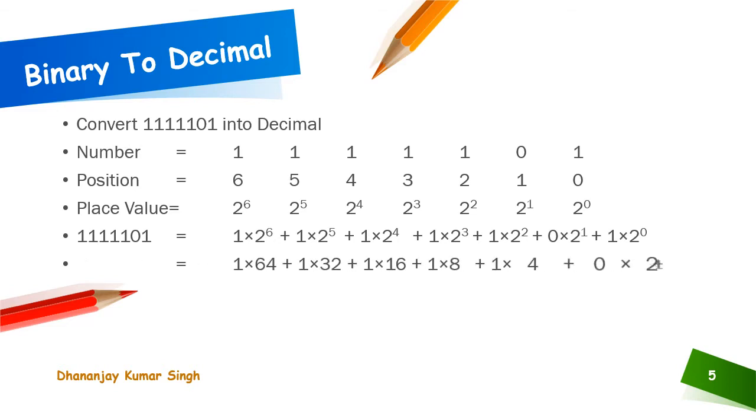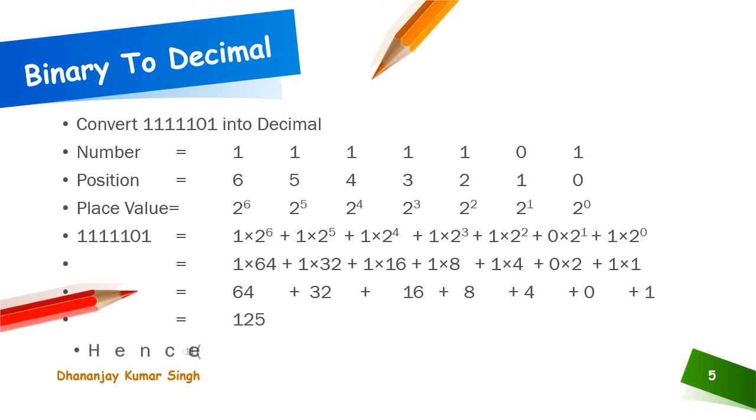Calculate this. It will be 1 into 64 plus 1 into 32 plus 1 into 16 plus 1 into 8 plus 1 into 4 plus 0 into 2 plus 1 into 1. 64 plus 32 plus 16 plus 8 plus 4 plus 0 plus 1, that is 125. So that is the example through which we understood how to convert binary to decimal. Hence, the binary 1111101 is 125.